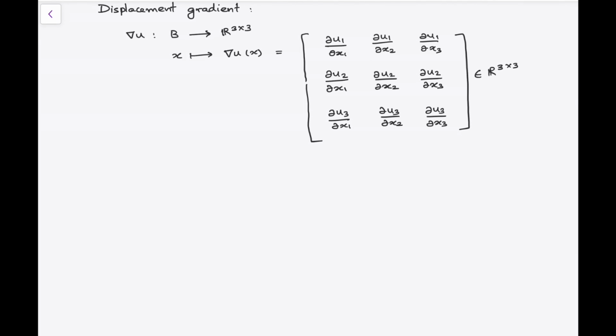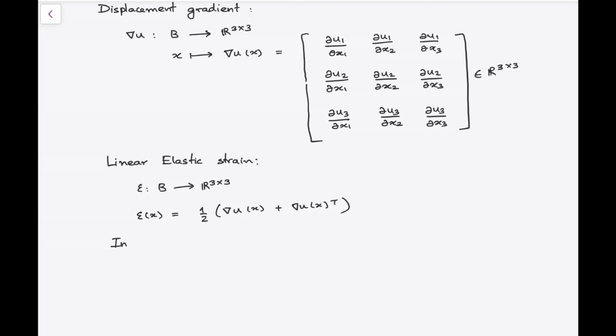Once we have the displacement gradient, we can define what is called the linear elastic strain tensor. This contains all the information about deformation of the body, and it's again a function that takes a point in the body to a 3x3 matrix, which is simply obtained as 1/2 the gradient of u plus the gradient of u transpose. You can also write this in terms of Cartesian components as epsilon ij equals 1/2 partial ui with respect to j plus partial uj with respect to i.